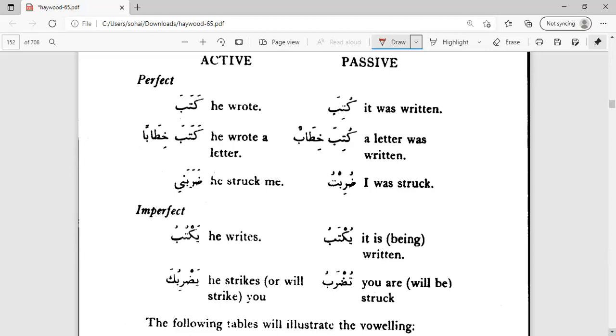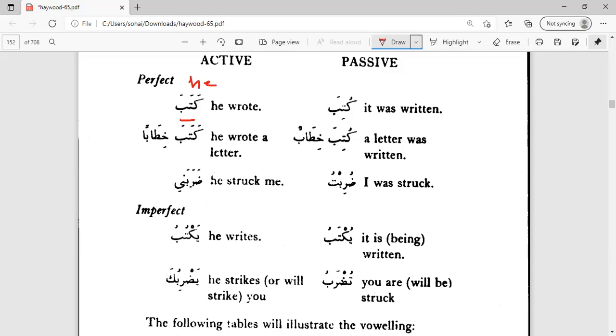So example, doing the past tense first. When we say kataba, it means he wrote, right? Because we understand kataba is the active verb. So whenever kataba is written, the subject, or you could call it the person who's doing the action, the doer, must be present. So kataba means he wrote, because it doesn't say kataba Zaidun, Bakrun, and so forth. But it's implied that there is a 'he' hidden inside here. So it means he wrote.